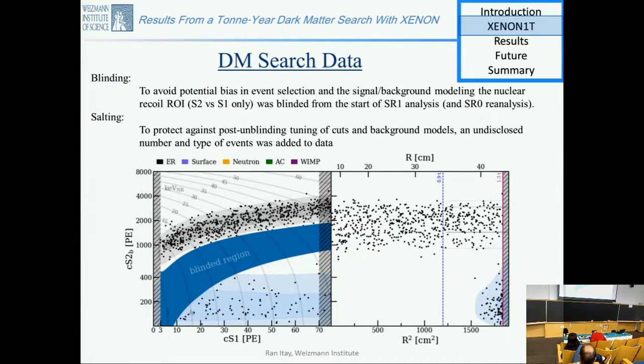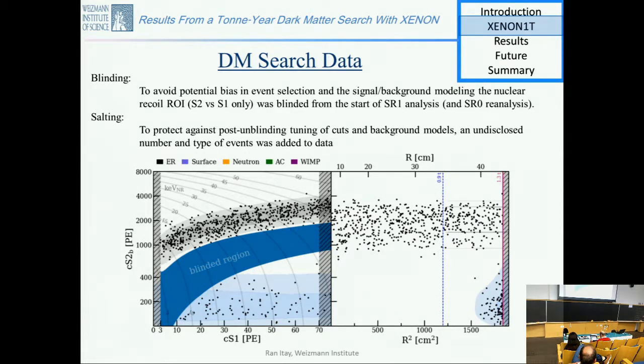The second thing we do is we use salting. When I say salting, I mean there is an undisclosed number of events which are put in by hand by somebody that only he knows. Well, hopefully not only he, because maybe something happened to him, but only a small number of people know these events. He puts them in by hand to make sure that after we unblind, we don't tweak our cuts, our background models, or the discrimination. So we really try to remove any human bias that we can.